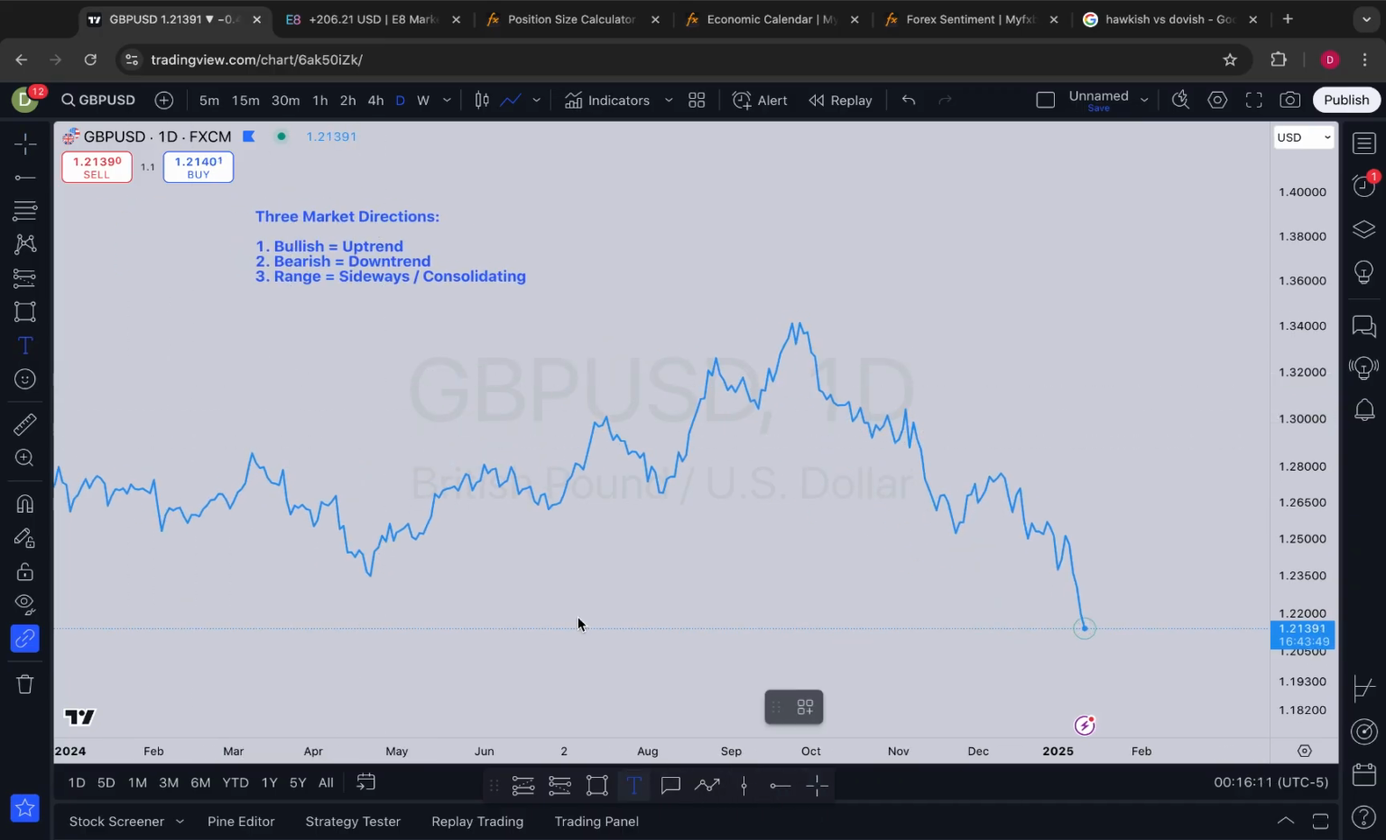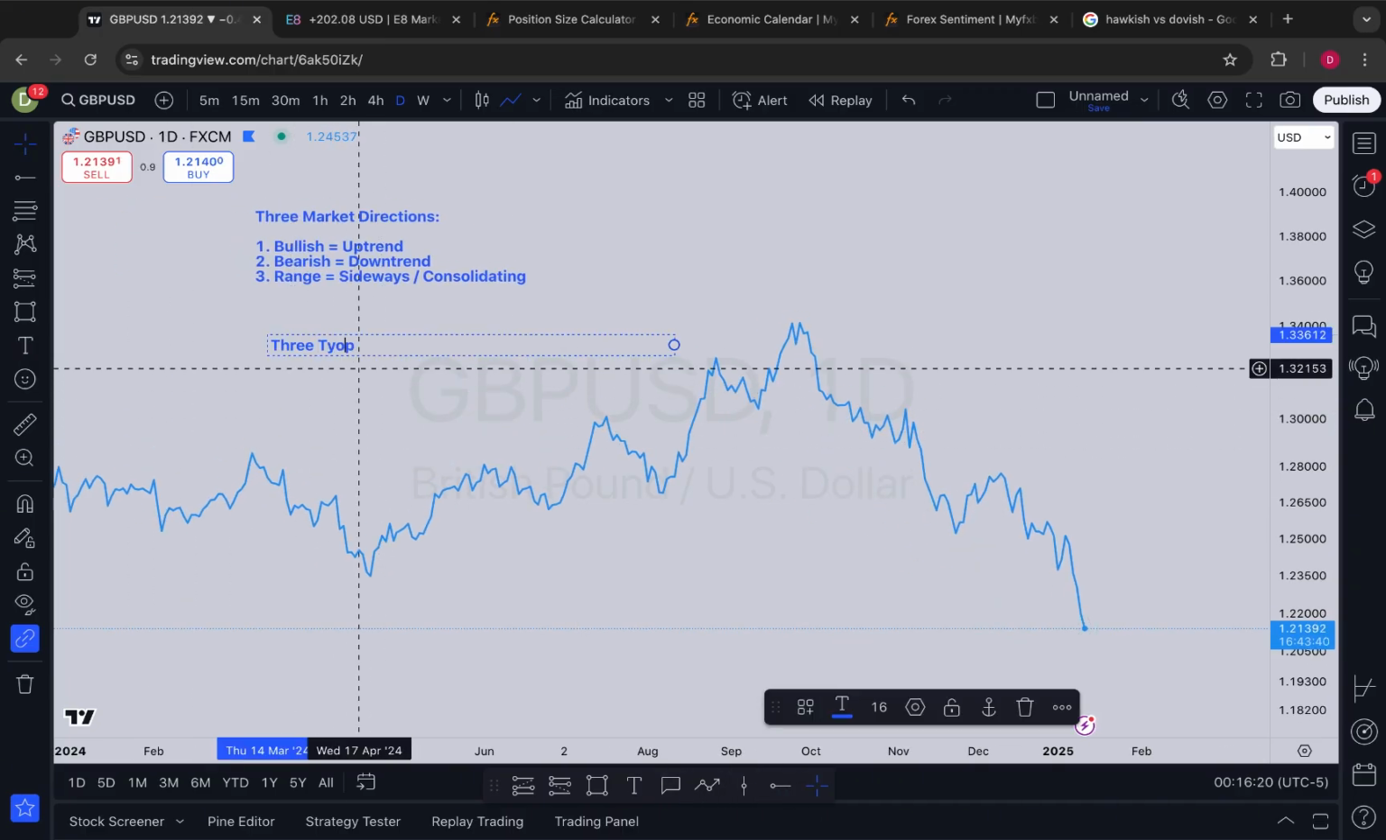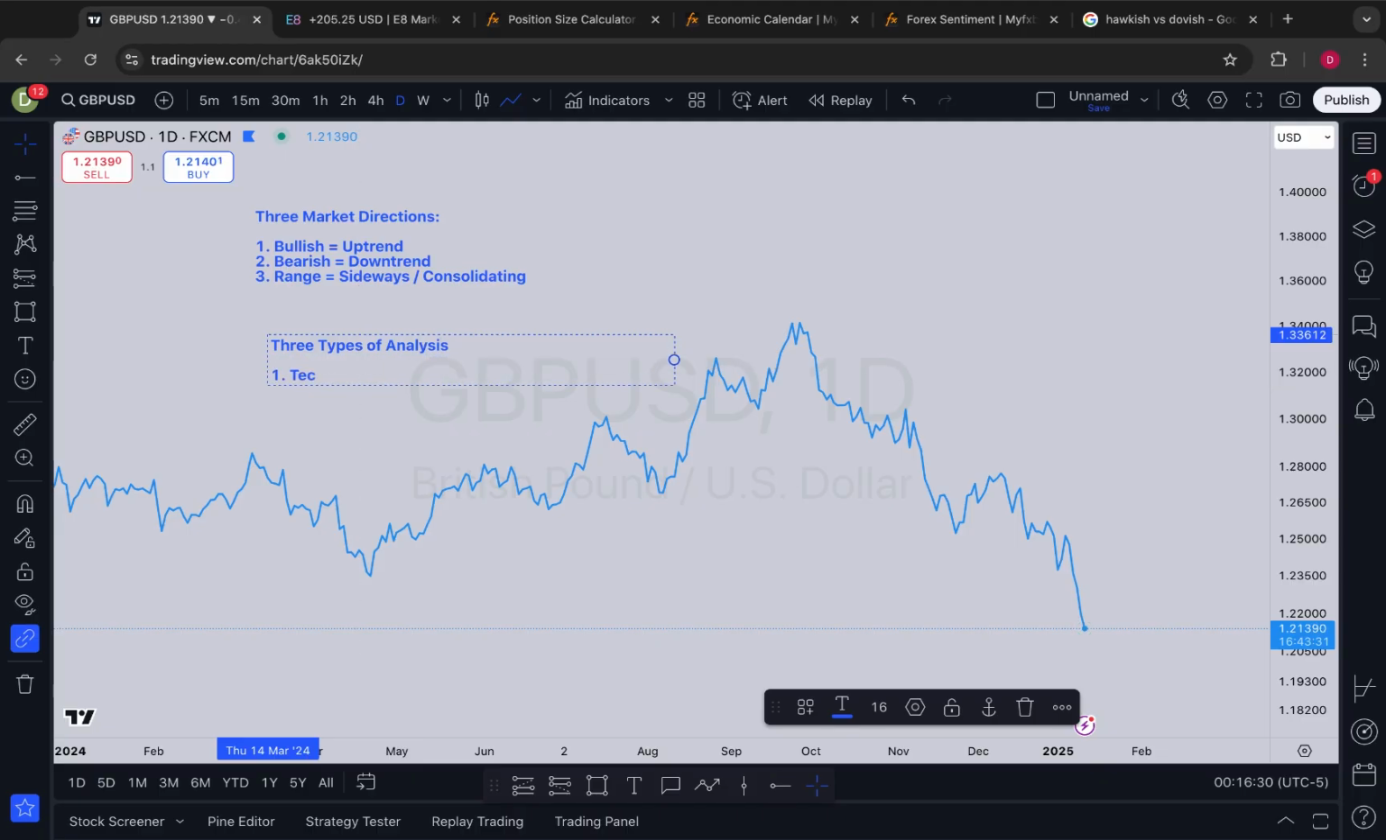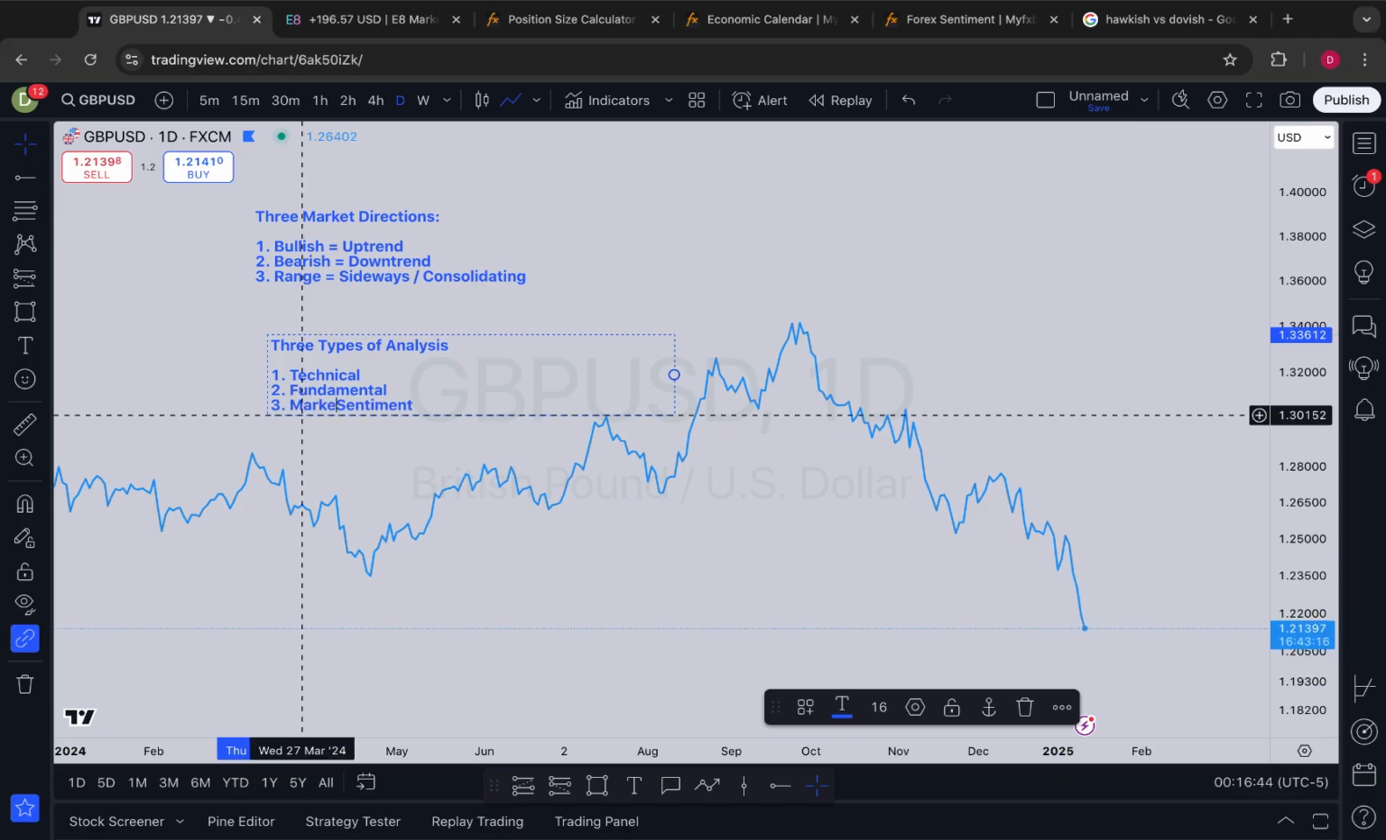Next we have 3 types of analysis. Alright, so 1 would be technicals, which is what we're doing now. Technical. 2, fundamental. 3 would be sentiment. And I'll put market sentiment. Market sentiment. Technical equals reading price charts.